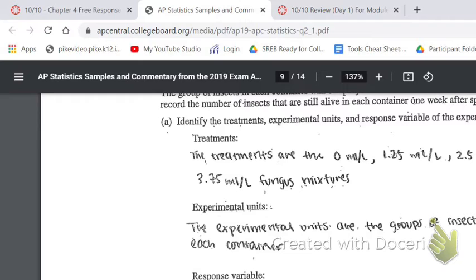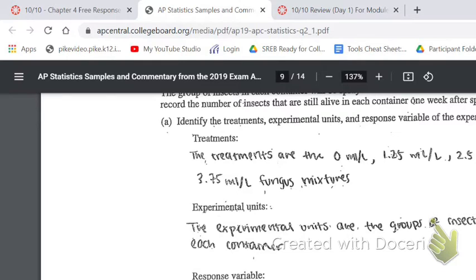All right. So we'll go a piece at a time since we've already kind of looked at the question as a whole on the last student. We'll just see what we think, whether it's essentially correct, partially correct, or incorrect. Treatments are 0 milliliters per liter, 1.25, 2.5, and 3.75 fungus mixtures. How do we feel about treatments? Yes. Experimental units are the groups of insects in each container.